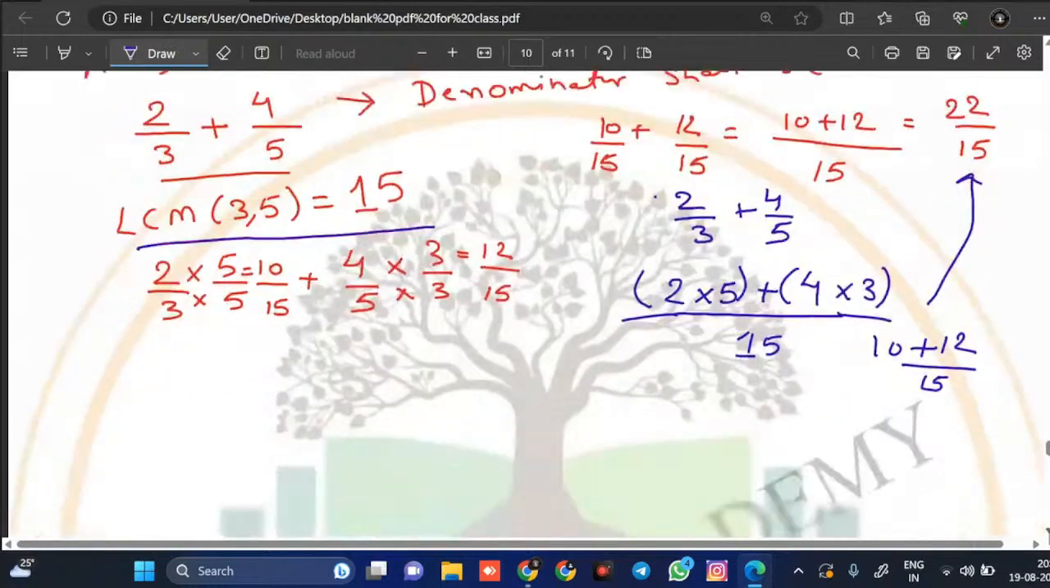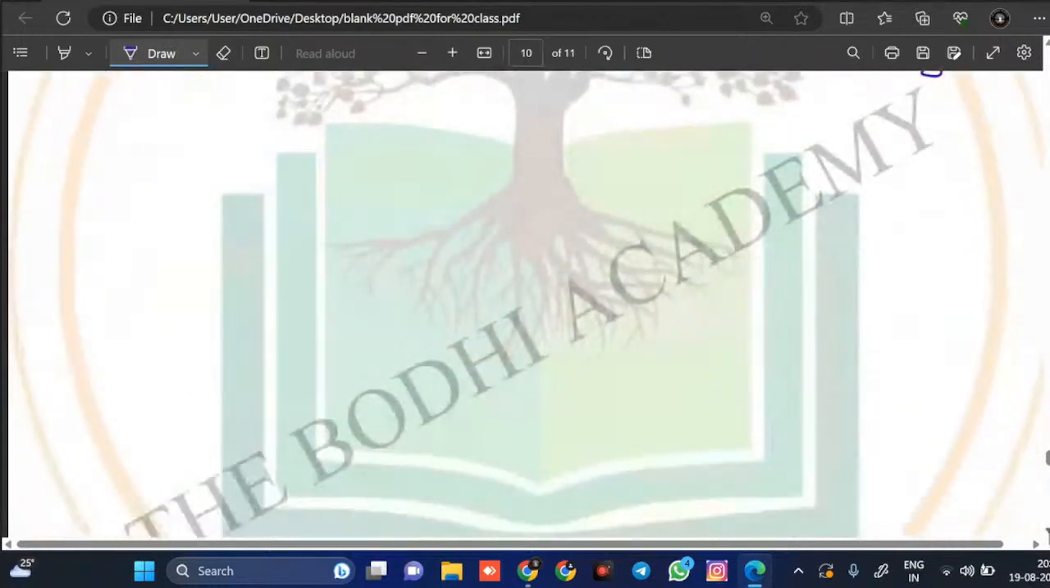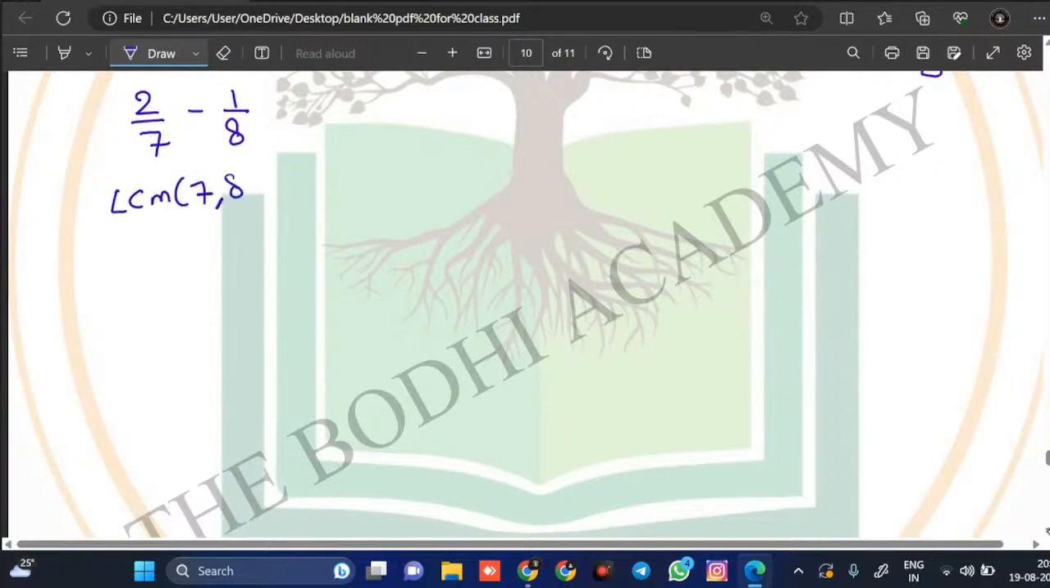Same इसी तरीके का एक question और कराता हूँ. Say for example, I have a question. 2 by 7 minus 1 by 8. This is a question. So first thing is we have to find LCM of 7 and 8. Now LCM of 7 and 8 is 56.